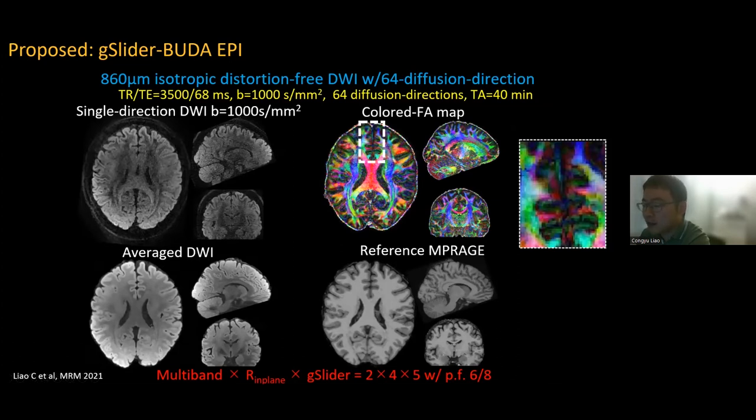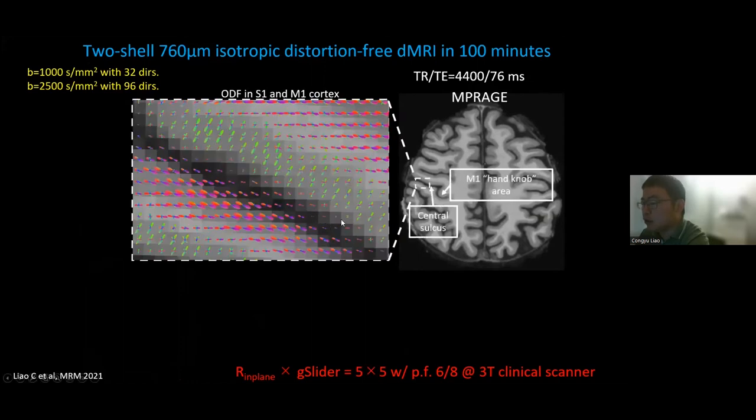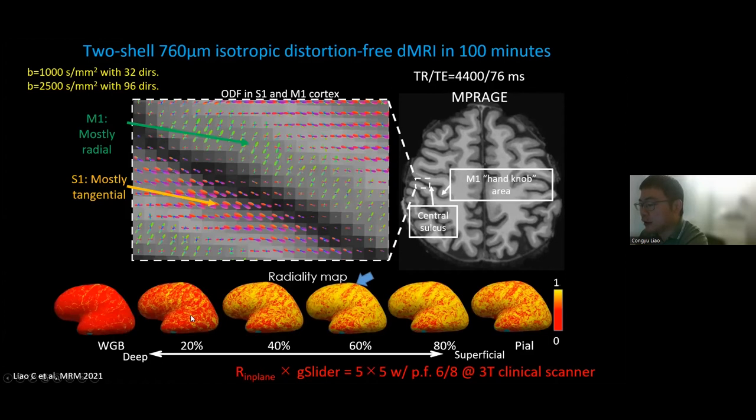So to investigate the microstructure of the gray matter and white matter, the whole brain 760 micron data with two shells are acquired. The zoom in figure shows the orientation distribution function, ODF, in the somatosensory cortex S1 and the primary motor cortex M1. Consistent with previous studies, we found the radial orientation in M1 and the fibers tangential to the local cortical surface orientation in the S1 area. We also calculate the radiality map at different surfaces.